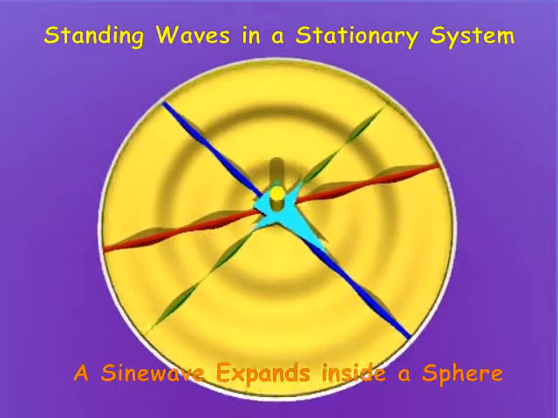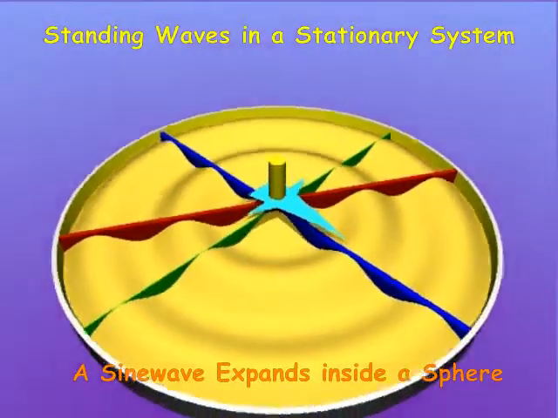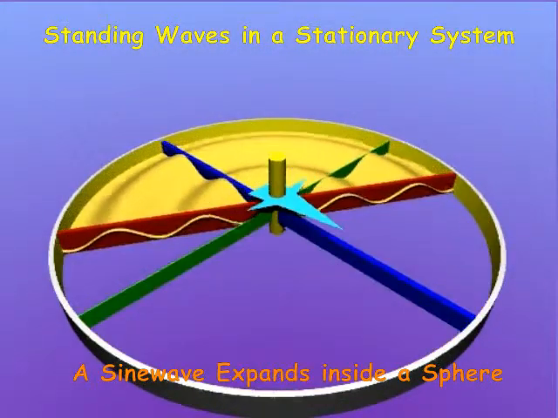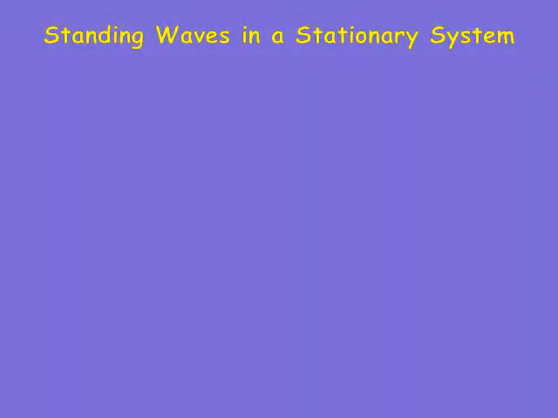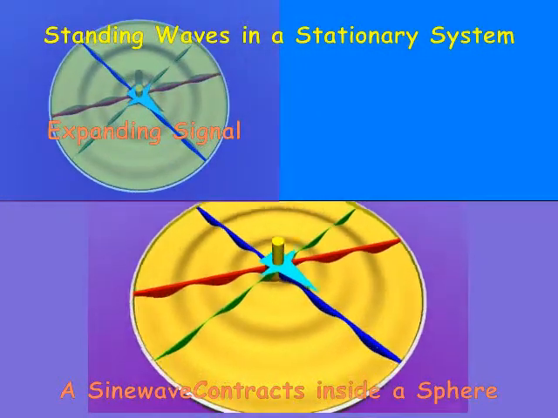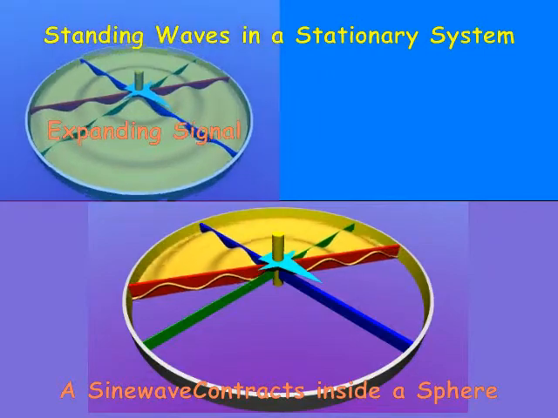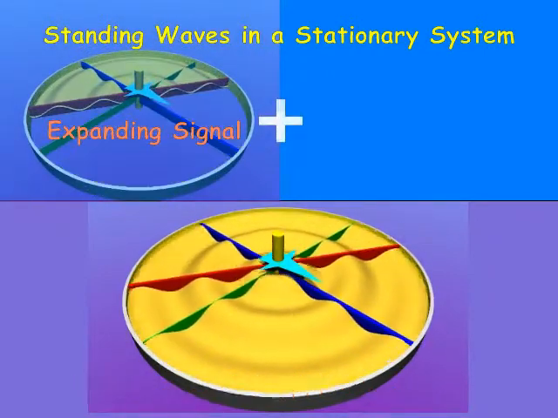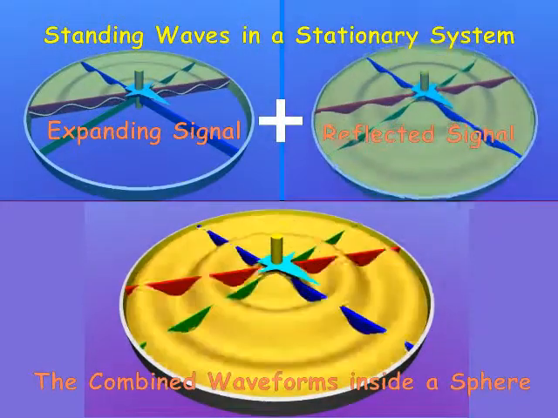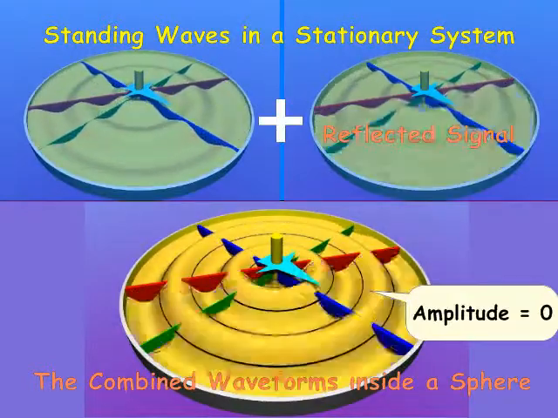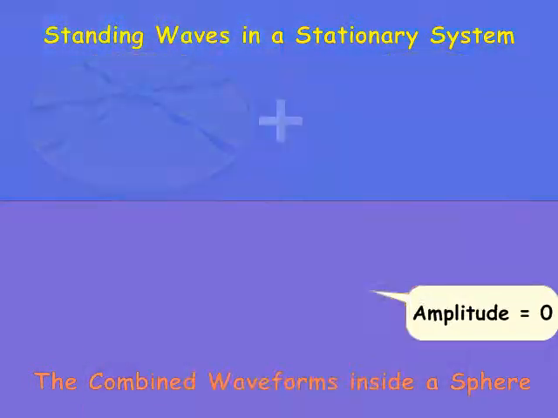A sinusoidal signal expands out from the center of the sphere. The signal is reflected back to the source. The two signals interfere, forming a standing wave. The nodes where the signals cancel are marked by circles at amplitude 0.